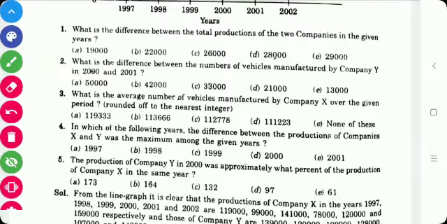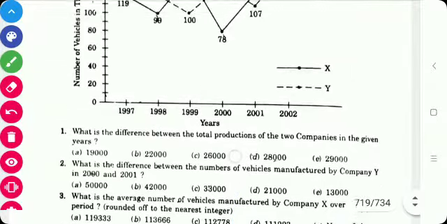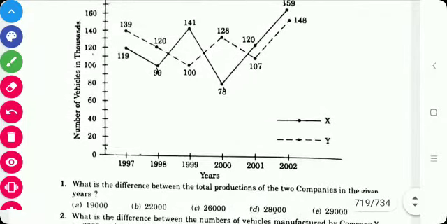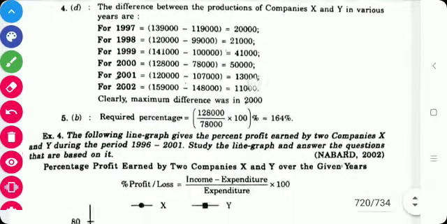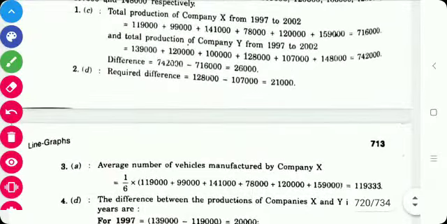Next question is, what is the difference between the number of vehicles manufactured by company Y in 2000 and 2001? In 2000 it is 128 and in 2001 it is 107. So the difference is 128, meaning 1,28,000, minus 1,07,000. The required difference is 21,000.